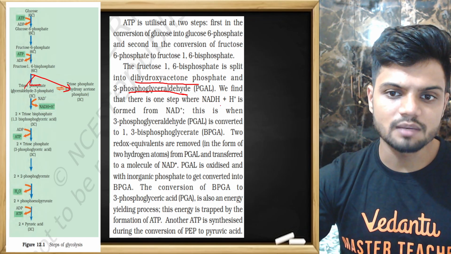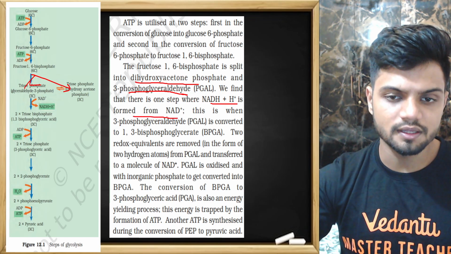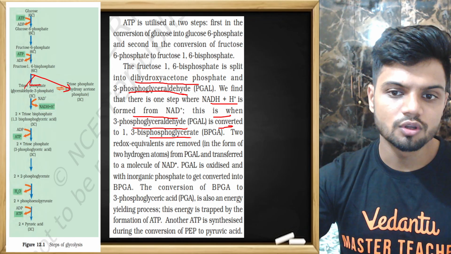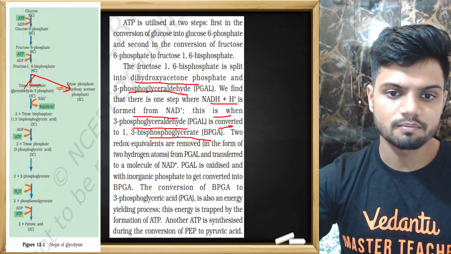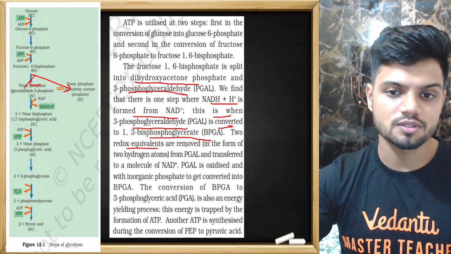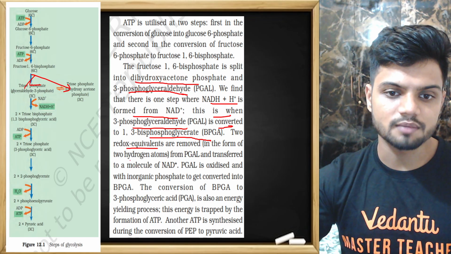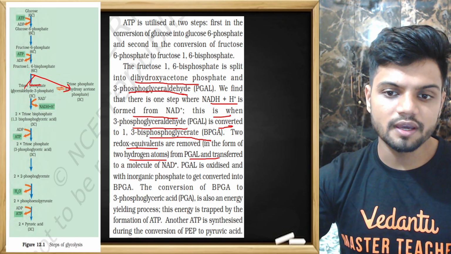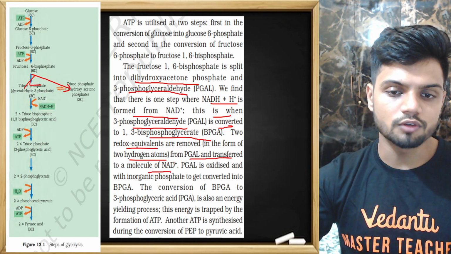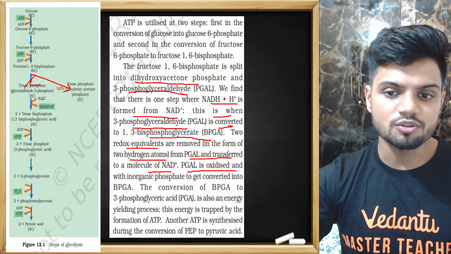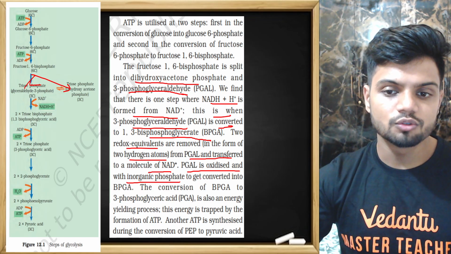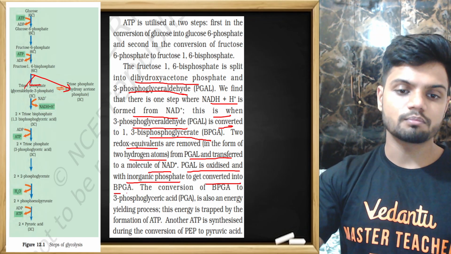We find there is one step where NADH is formed from NAD plus. This is when 3-phosphoglyceraldehyde, PGAL, is converted to BPGA. Two redox equivalents, H plus and electrons, are removed in the form of hydrogen atoms and transferred to a molecule of NAD plus. PGAL is oxidized, with inorganic phosphate, to convert into BPGA.